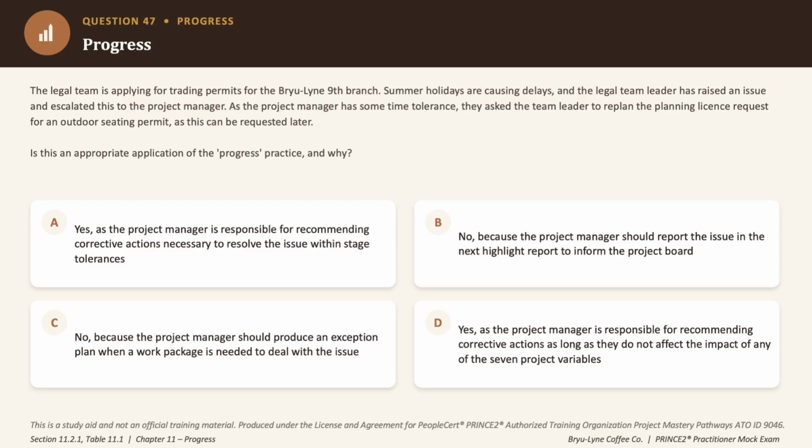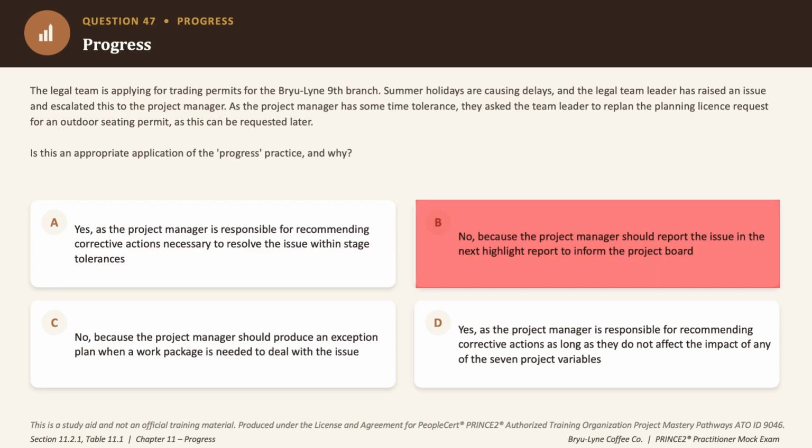So option B says no, this should wait for next highlight report to inform the project board. But look, this doesn't need the board involvement at all, right? It's well within the project manager's own authority. So an incorrect answer choice. Option C says no, an exception plan is needed for a work package issue, but that's really an overkill because exception plans are for tolerance breaches at the stage level or the project level, okay? And it's not something which the scenario suggests as part of this question.